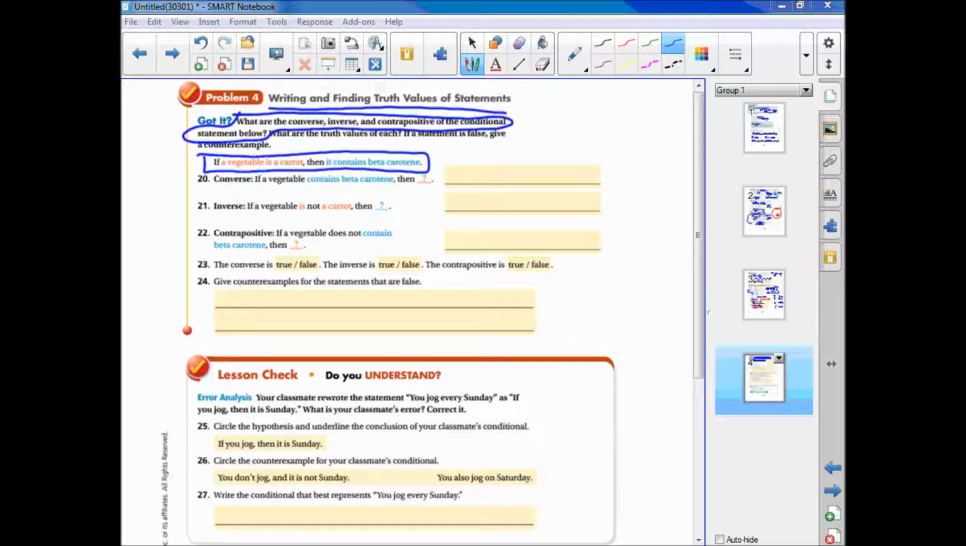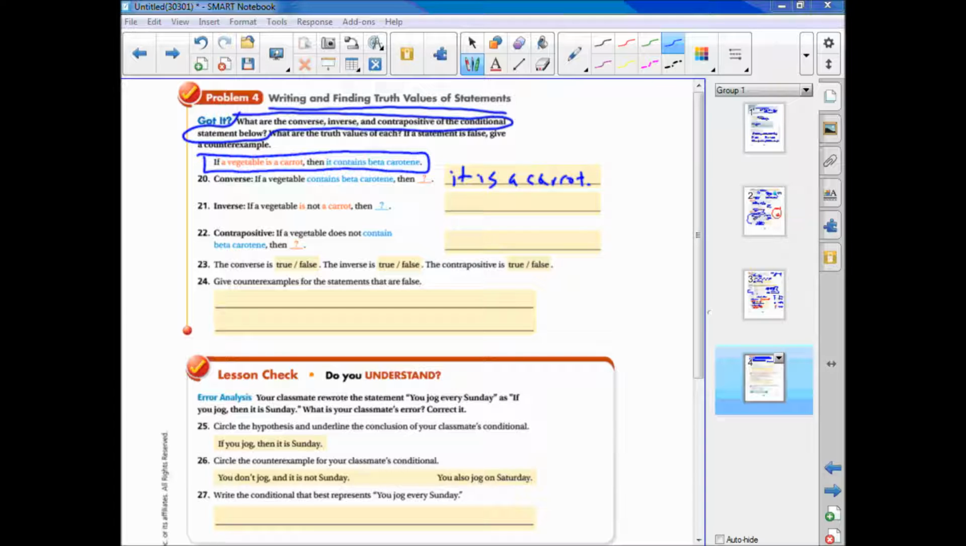So converse, we change the conditional statement so the hypothesis becomes the conclusion and the conclusion becomes the hypothesis. So we've already moved the conclusion to the hypothesis part. The vegetable contains beta carotene, and we need to flip it around, and then it is a carrot. So that vegetable needs to be a carrot then. Okay. The inverse doesn't change the position of the hypothesis and conclusion. It just negates both of them.